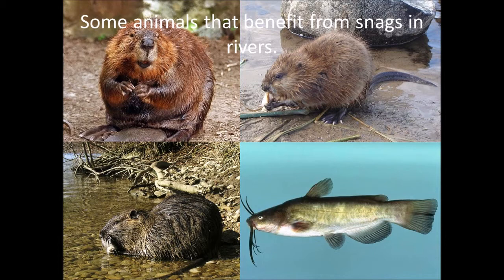So here you have a beaver on the top left. You have a nutria on the bottom left, a muskrat on the top right, and a bullhead catfish. These all derive benefits from snags, either by damming the river to provide the conditions they need to survive, but also as shelter and as protection and as habitat for the organisms that they feed on.